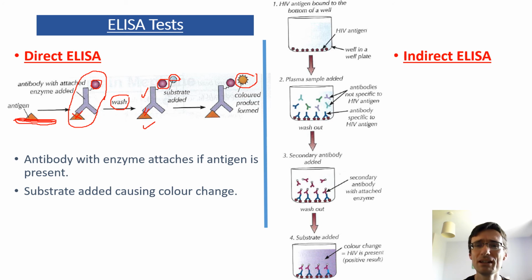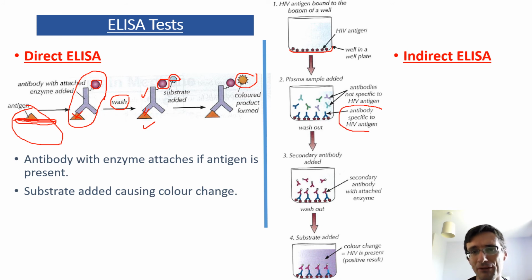Well, this one is a bit different in that, if you remember, going back to direct, we put the patient's antigens in there. This time we're looking for the antibody from the patient that's naturally found in your blood if you have HIV. So we put an artificial antigen into the bottom of the well. So this has been put in. We then add antibodies that are from the patient.